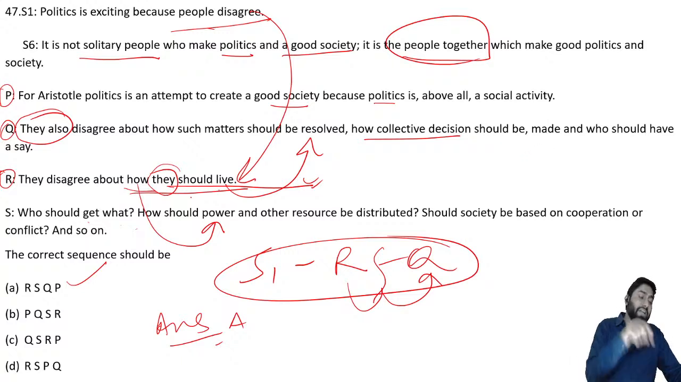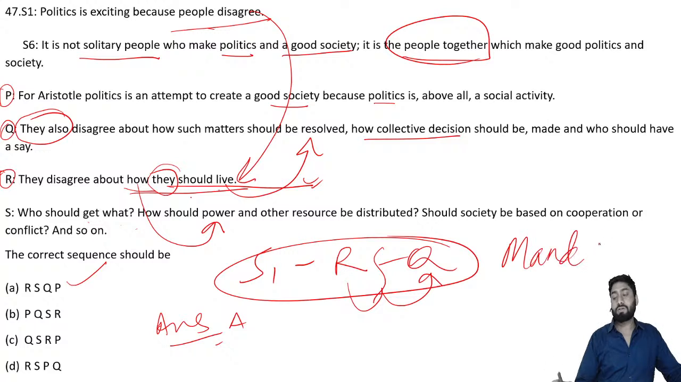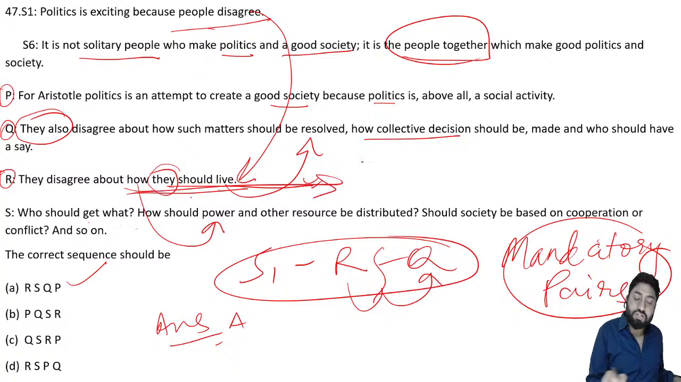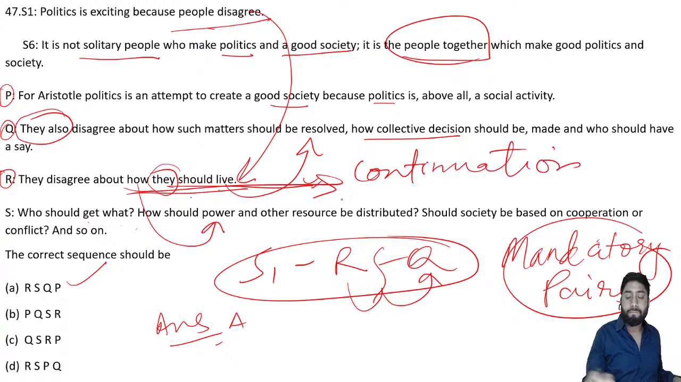That's the reason S came in between R and Q. So you have to look for those mandatory pairs and the logical flow. Obviously, we have to check that as well. Mandatory pairs, and then you have to check other pairs, other statements as well, if something falls in between. See, here you should not hurry to go from R straight to Q, because there is an S which comes in between, which is the continuation of this part. That's the reason it came here. Anyway, A is the answer in this one.